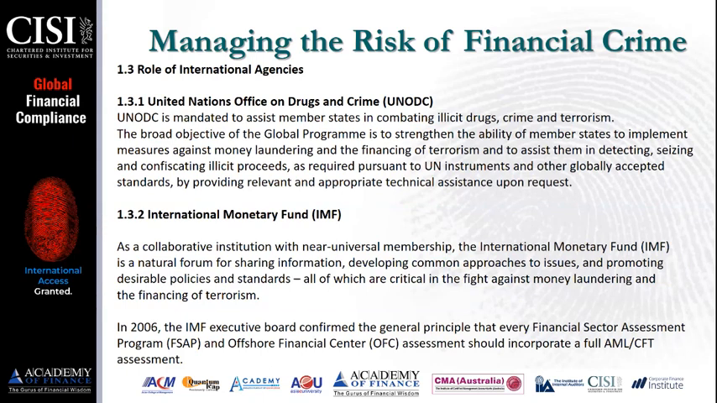The broad objective of the global program is to strengthen the ability of member states to implement measures against money laundering and financing of terrorism, and to assist them in detecting, seizing, and confiscating illicit proceeds. What's important in this is detecting, seizing, and confiscating illicit proceeds, right? Not every international agency is involved in detecting. Most are involved in managing the financial flows. So the United Nations Office on Drugs and Crime is directly involved in seizing. If it's drugs, seizing the drugs, confiscating the illicit proceeds. So they look at it more broadly than certain other institutions.